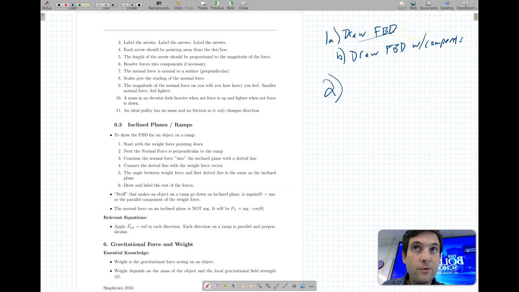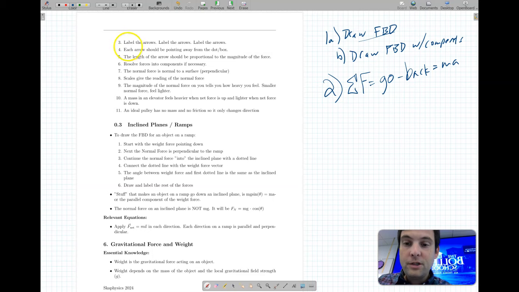Second step for force problems: second law. The net force equals the stuff that makes it go minus the stuff holding it back, equals ma. Once we've drawn the forces and labeled them, make sure we go back and double check our labels. I promise you there are a lot of people who say, oops, I forgot to label my free body diagram. Don't let that person be you.